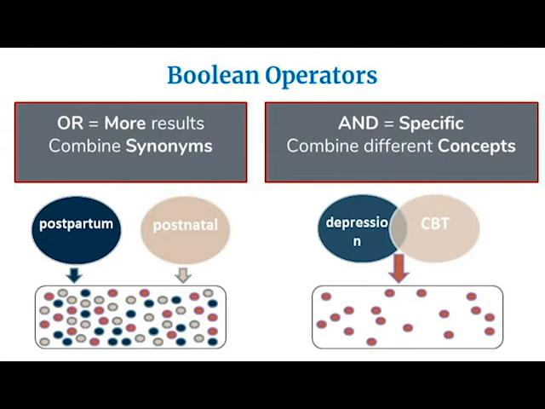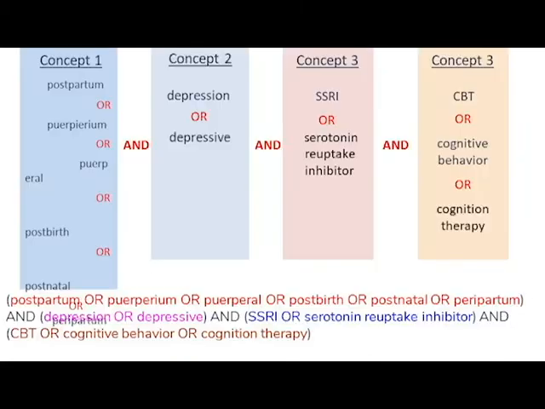And if you look on the right side, that is the intersection, depression and CBT. So that's just the very middle piece here, the intersection of our Venn diagram. For some reason, I can't seem to find my mouse here. And that allows us to have less information, less literature, but more on target. Sometimes we want to use or, sometimes we want to use and. What do I mean by this?